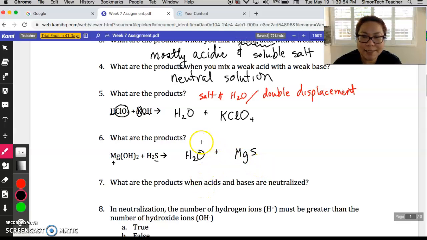Let's make sure that this is balanced. We have a total of 4 hydrogens, so let's put a 2 there. That would turn that into two oxygens. And double check, yep, we've got 2 oxygens there, and 1 magnesium and 1 sulfur. Yep, so this is already balanced.